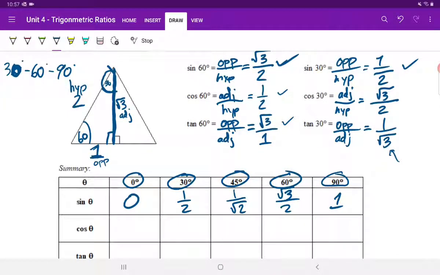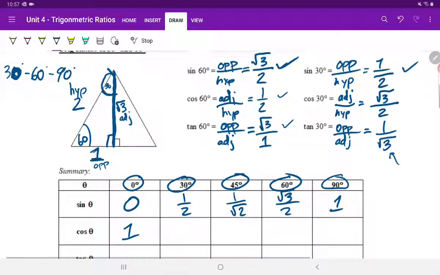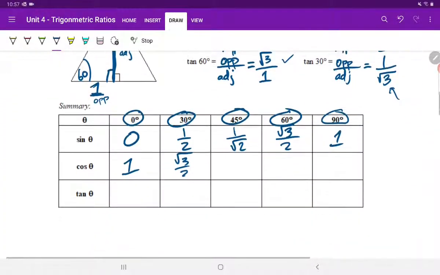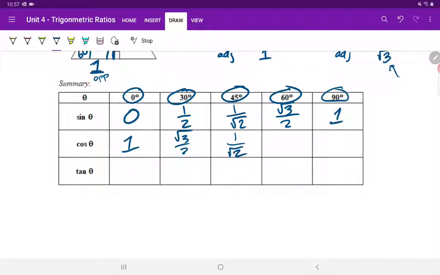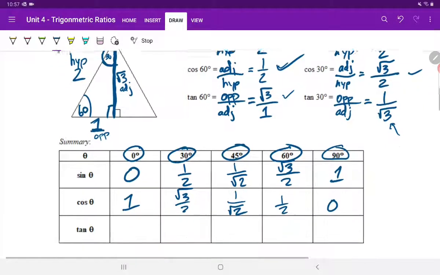Okay, cos of 0. Try doing cosine of 0 degrees, and you actually get 1. Cos of 30 is square root of 3 divided by 2. Cos of 45 is 1 over square root of 2. Cos of 60 is 1 over 2. And the cos of 90, just type in cos 90 on your calculator, you get 0. And again, I will explain in a later lesson why it equals 0.